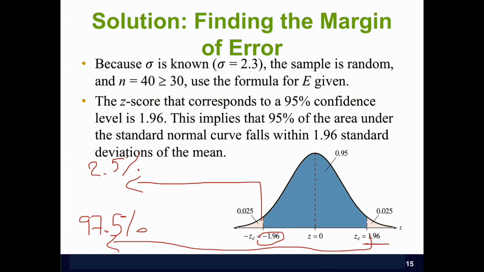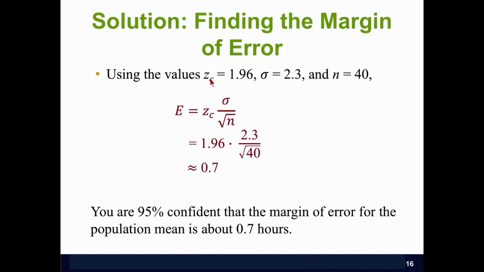Okay, so once we have the critical value, we know the standard deviation and we know the sample size, we can use the formula for the margin of error. Z sub c is 1.96, sigma is 2.3, n is equal to 40, so the margin of error is going to be equal to 1.96 times 2.3 divided by the square root of 40, approximately 0.7 hours, about 42 minutes. So you are 95% confident that the margin of error for the population mean is about 0.7 hours, again assuming that this process is conducted a large number of times.